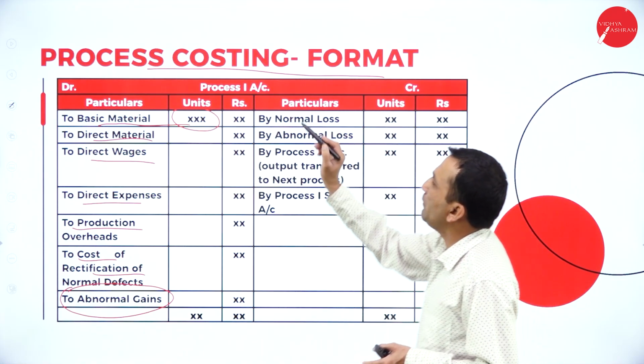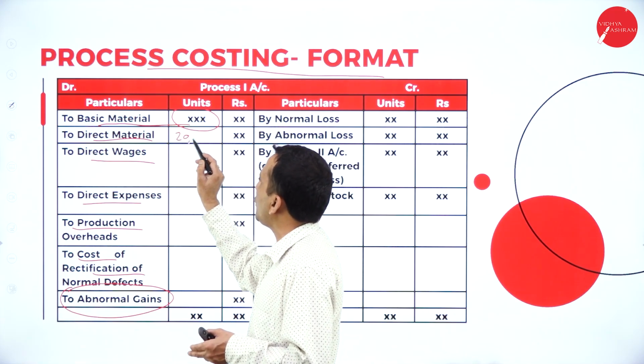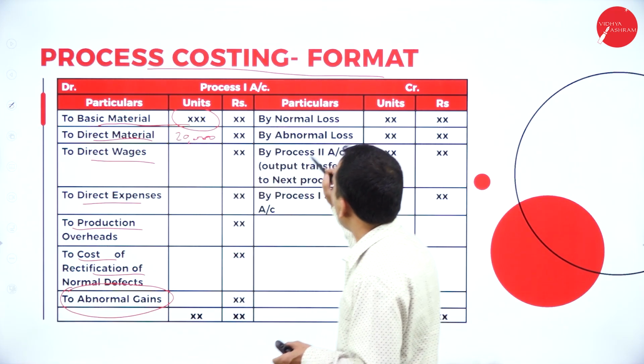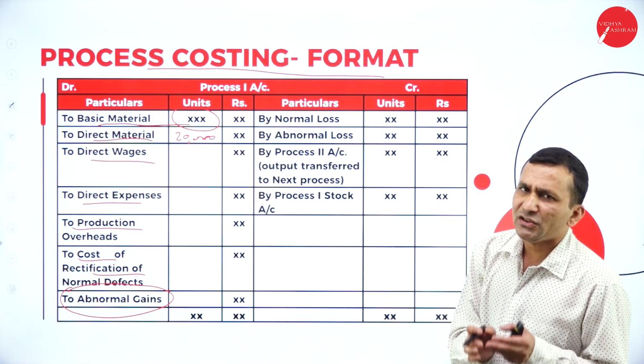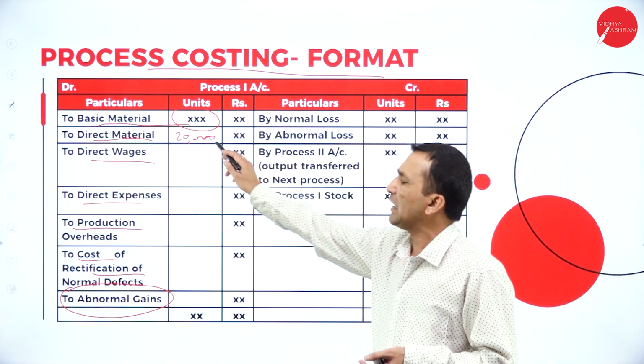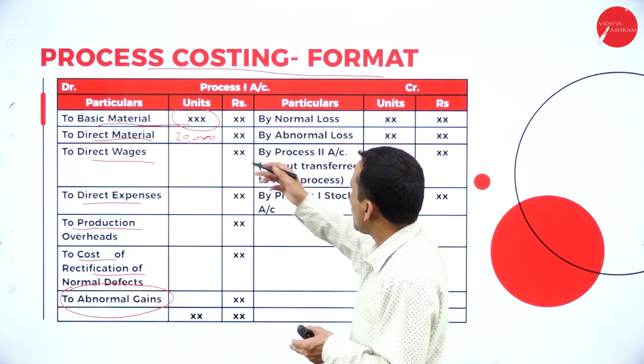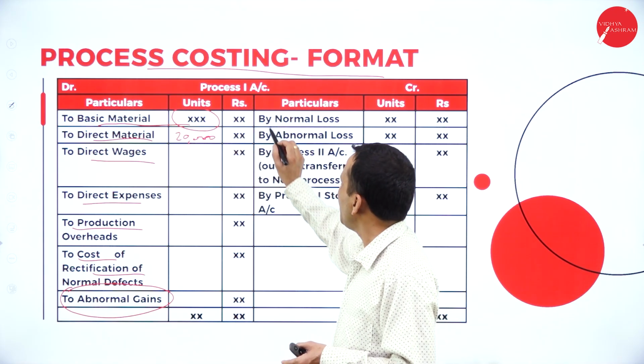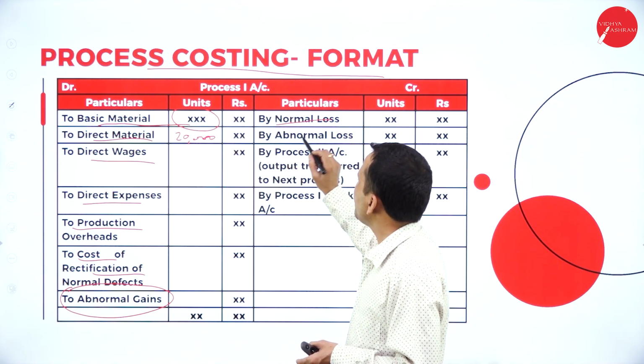For example, the input you are introducing is 20,000. Here the normal loss at 2% means obviously we get 200. Like this you have to calculate the normal loss, and then the abnormal loss.